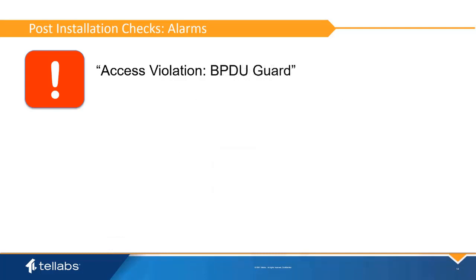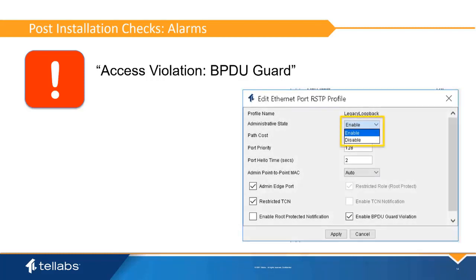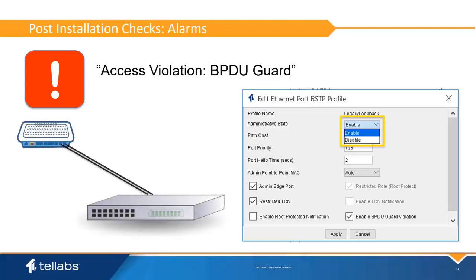Lastly, look for access violation BPDU guard alarms on the system. BPDU guard will be performed on all ports with RSTP disabled. All ports with RSTP enabled will follow the BPDU guard configuration. Ports detecting BPDUs indicate a downstream switch and RSTP should be enabled, or the switch removed. RSTP on UNI-ports should only be used on UNI-ports where the attached device will have RSTP active and join the network topology.